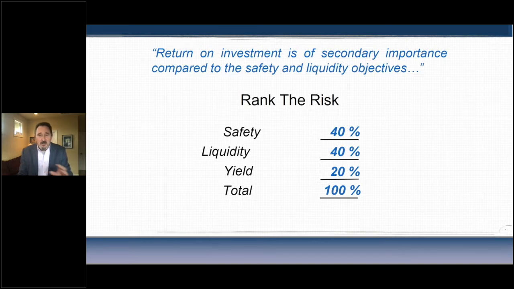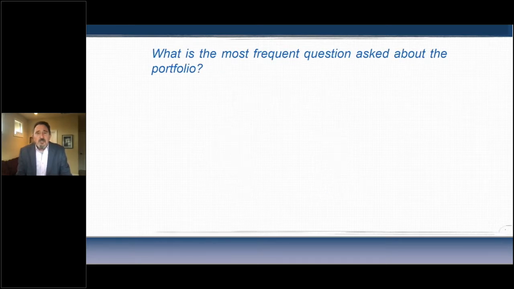Now, in fairness, there are other participants who have gone 90-10, 45-45-10, and there have occasionally been some who I think are grandstanding, where they go 25-25-50. I don't know how you would do that prioritization when the policy explicitly states safety and liquidity before income, but for full disclosure, there have been some participants that do say that. So with safety and liquidity four times as important as income, what do you think the most frequent question asked about the portfolio is? You guessed it.